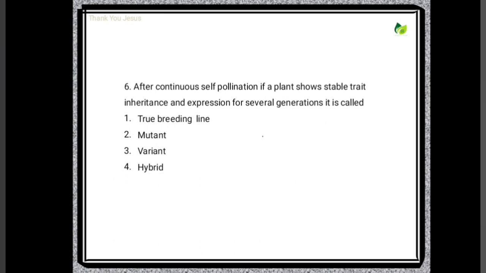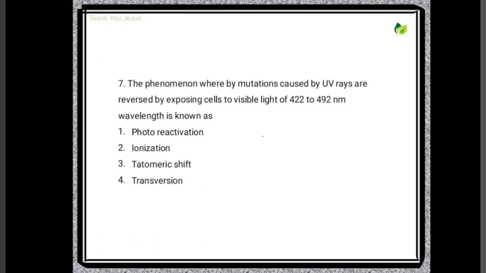After continuous self-pollination, if a plant shows stable trait inheritance and expression for several generations, it is called. Options are true breeding line, mutant, variant, hybrid. The correct answer is true breeding line. Let's see the next question.